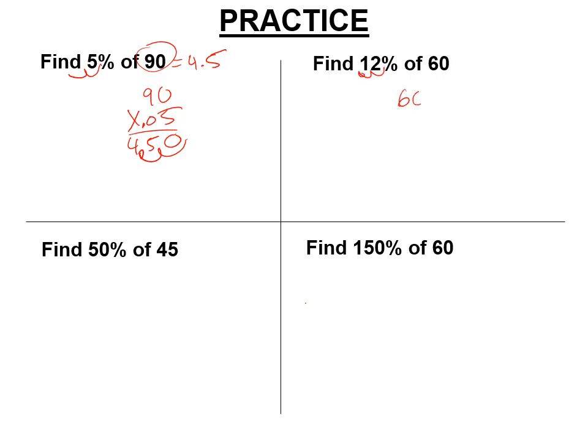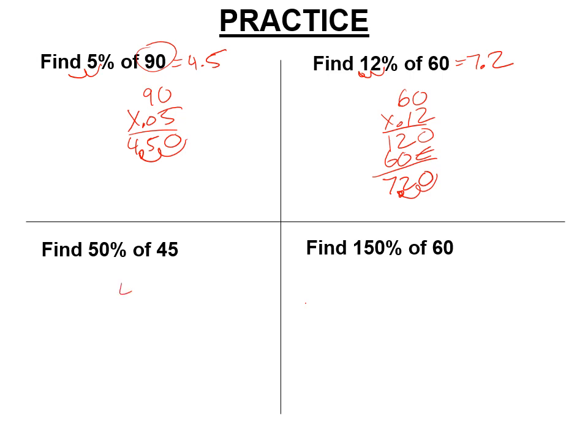12% of 60. 2 times 0, 2 times 6 is 12. 1 times 0, 1 times 6. Move the decimal twice, 7.2. Right? 10% would be 6. So 12% better be a little bit more than 6, and it is 7.2.